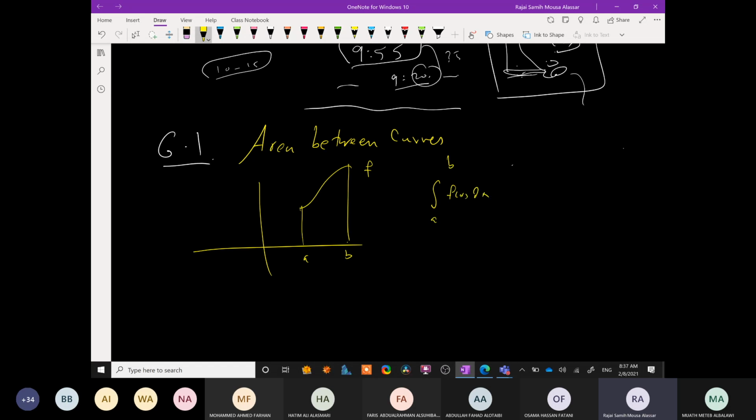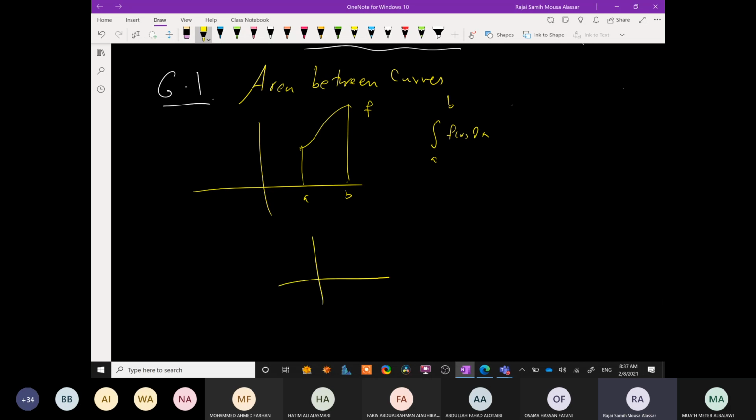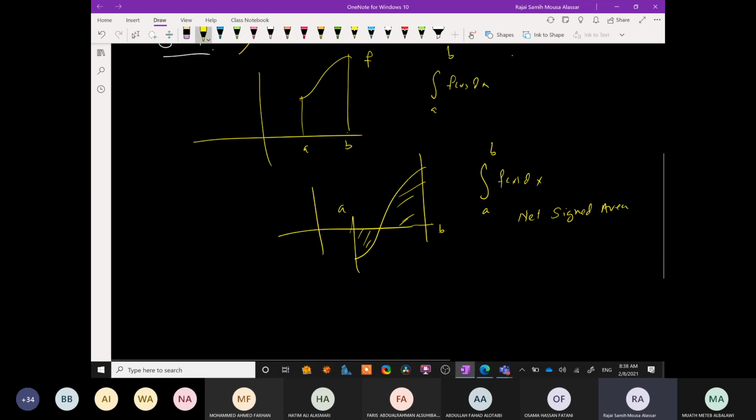Everybody knows that. You see, if this function goes below the x-axis, all right, this is a and this is b, then this part is going to be negative and this part is going to be positive. If you put the integral here, the integral of f of x dx, then it doesn't give you the area, it gives you the net signed area, which could be negative. Yes, this is what we agreed on last time.